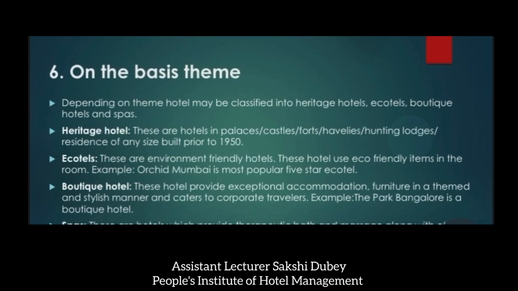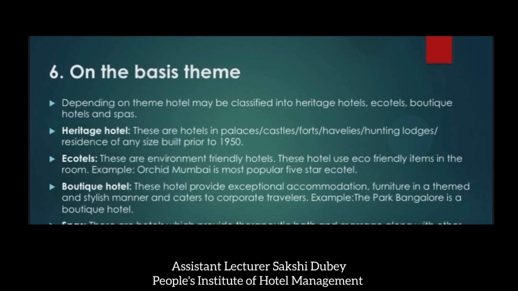Now the old palaces can be of any size and should be built prior to 1950. So these hotels are considered heritage hotels. Basically their interiors are also going to give you that touch of heritage. Then eco hotels are the places which are going to give you an environmental touch. These hotels use eco-friendly items in the room so that you have that environmental touch.